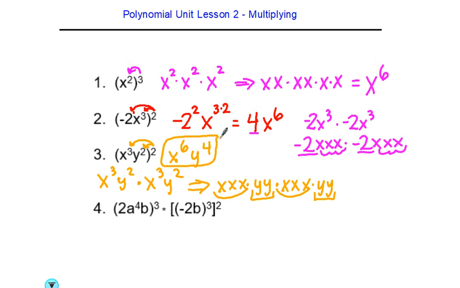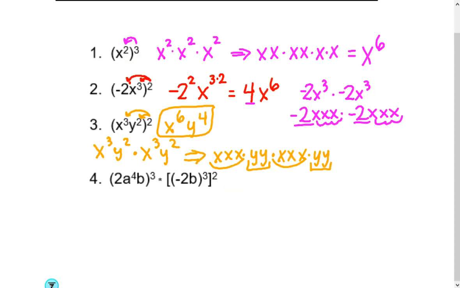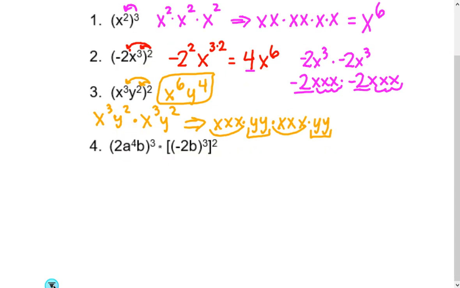So we end up with x to the 6th and y to the 4th. You don't have to show the expanded form every time. I'm just trying to break it down so y'all can have a better understanding of why we have these rules and how those rules work.